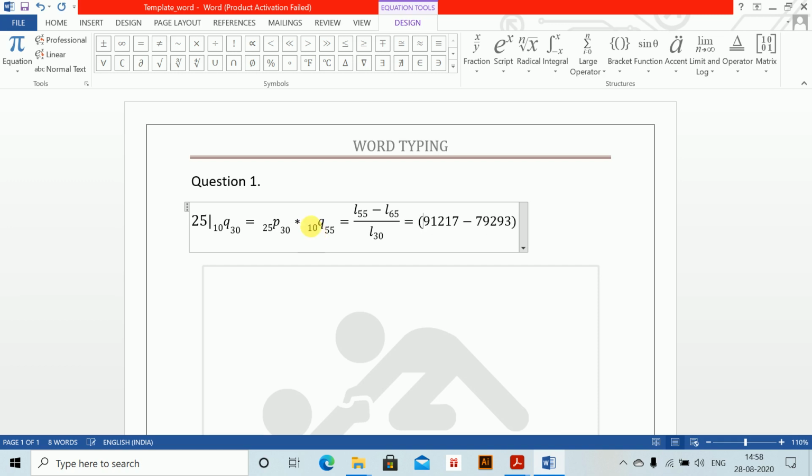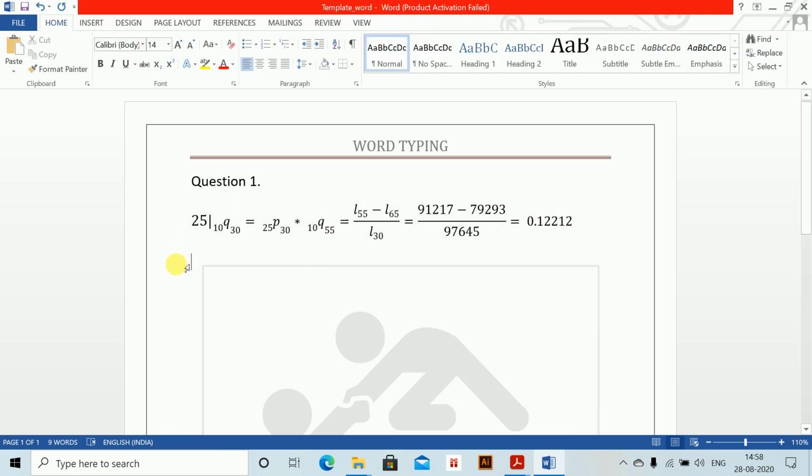Again, if you have seen the guidance, you can skip this step in between, but I have written it. Divided by 97645, which is equal to 0.12212. So this is part 1.